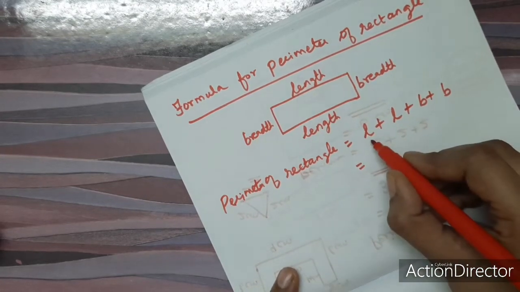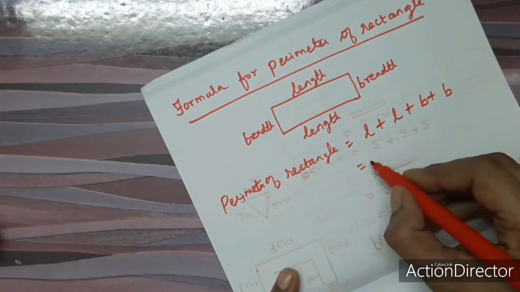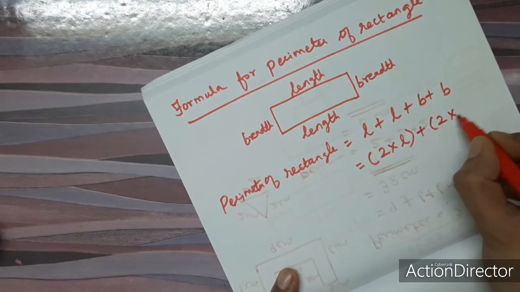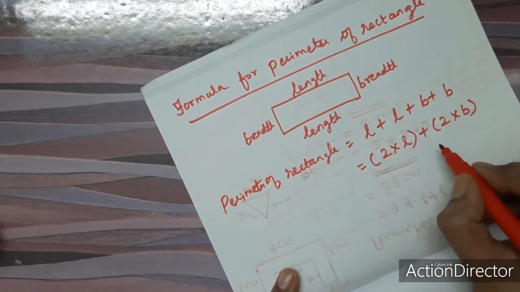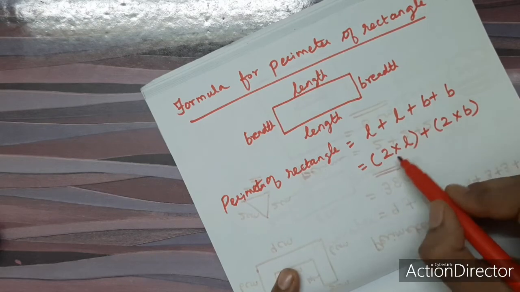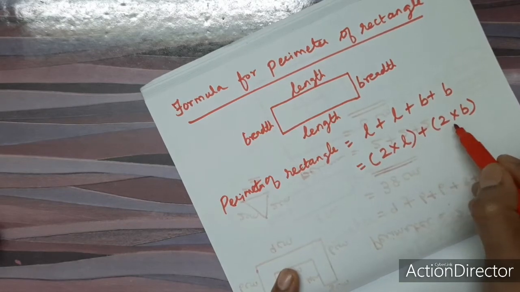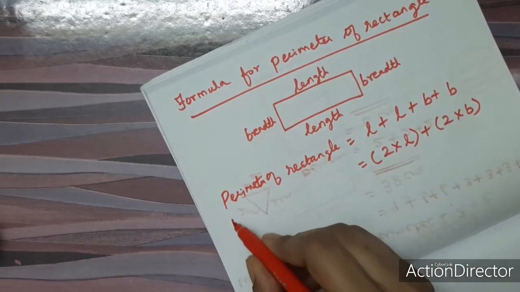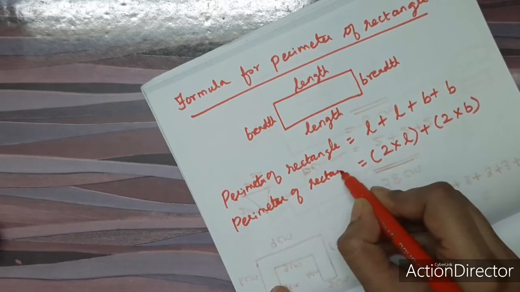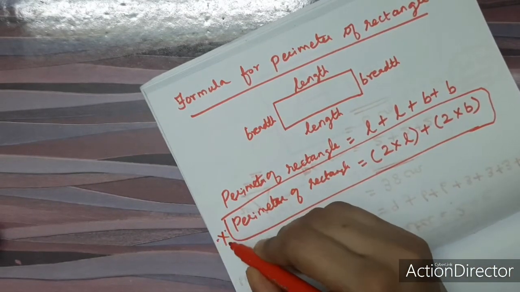Now the formula is, here there are 2 lengths and here there are 2 breadths. Instead of writing L plus L, we are going to write 2 into L plus 2 into breadth. So instead of writing L plus L, I am writing 2L. Instead of writing B plus B, I am writing 2 into B. So this is the formula for perimeter of rectangle. So this is a very important formula.